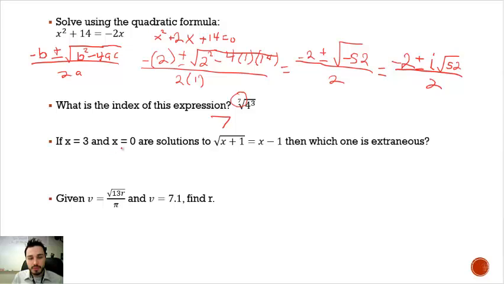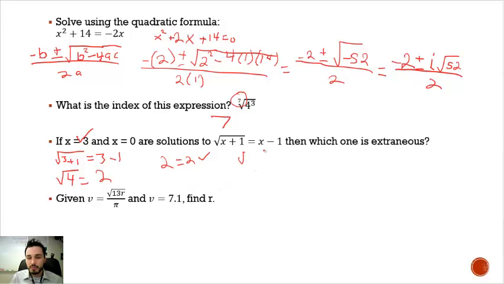Here, if x equals 3 and x equals 0 are solutions to this equation, then which one is extraneous? Okay, so the best way to do that is to plug both of these numbers in and see which one fails. If I plug in 3, 3 plus 1 is 4, 3 minus 1 is 2. The square root of 4 is 2. Does 2 equal 2? You betcha. So it seems like this one works out a-okay.